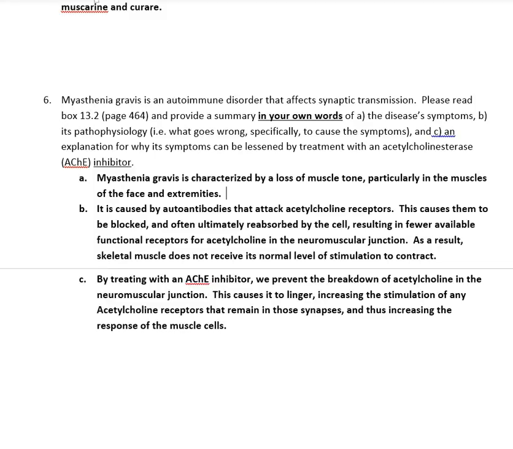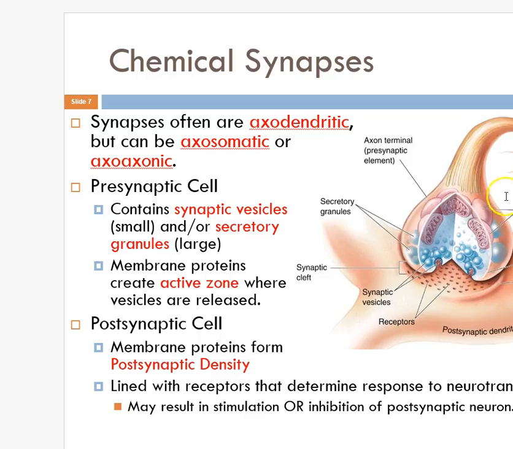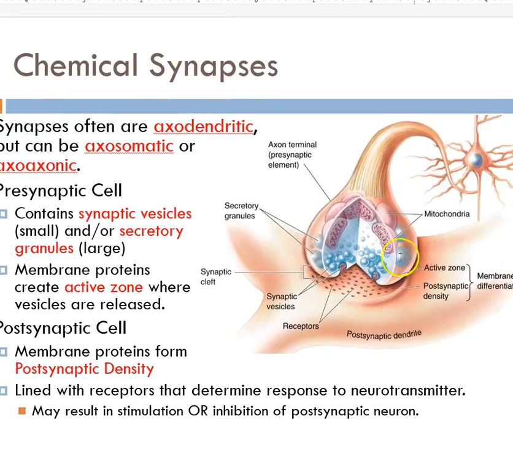If I flip over just real quickly to a slide from lecture, this was a depiction of a synapse. Basically what's happening here is we have a problem on these receptors that are scattered along the postsynaptic cell, and in this case it would be a skeletal muscle cell, where we're still releasing neurotransmitter, but the receptors are being blocked and destroyed. As a result of that destruction, there are fewer receptors down here to bind the same amount of neurotransmitter, which means that the skeletal muscle cell, the postsynaptic cell, is no longer going to be responsive to the neurotransmitter that it's receiving.